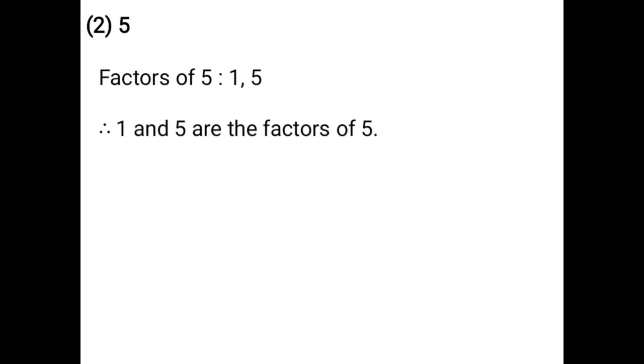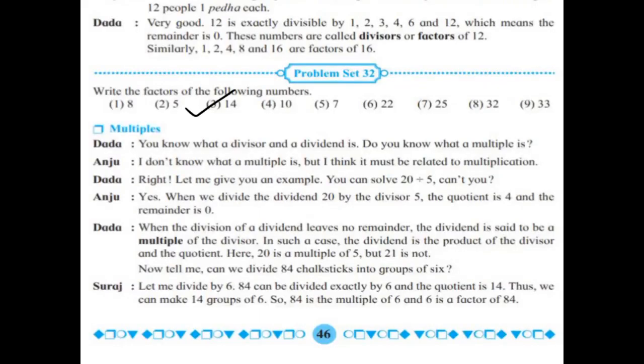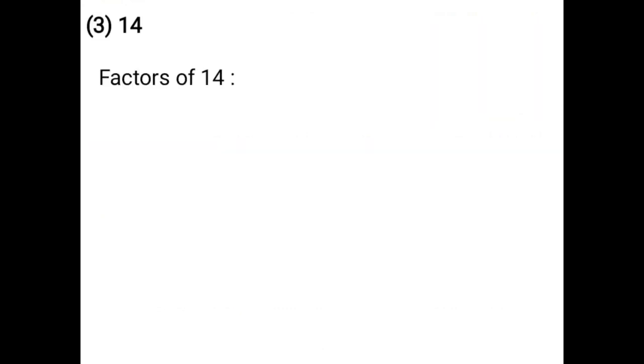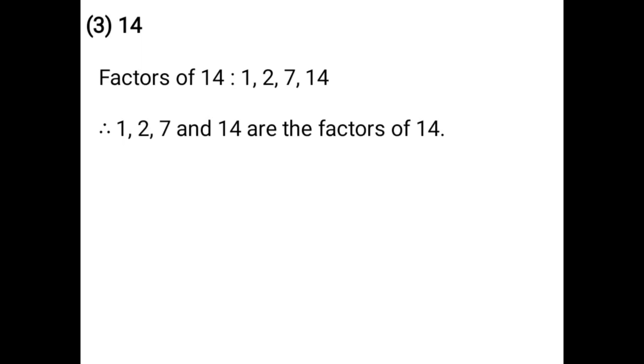5. Factors of 5. You have tried the tables which are going of the number 5. 1, 5. Therefore, 1 and 5 are the factors of 5. 14. Factors of 14. Tables going of the number 14 are 1, 2, 7, 14. Therefore, 1, 2, 7 and 14 are the factors of 14.